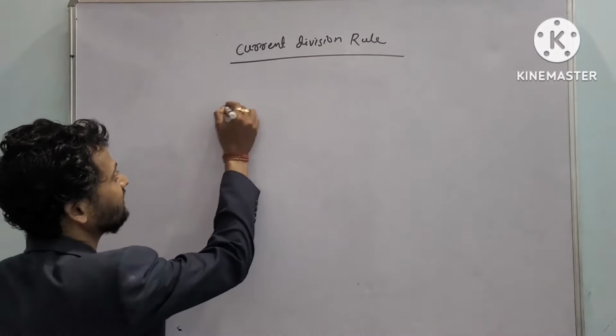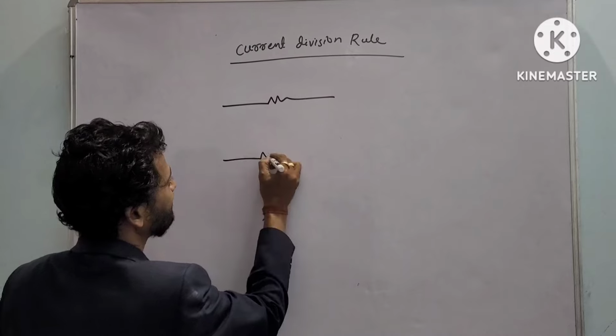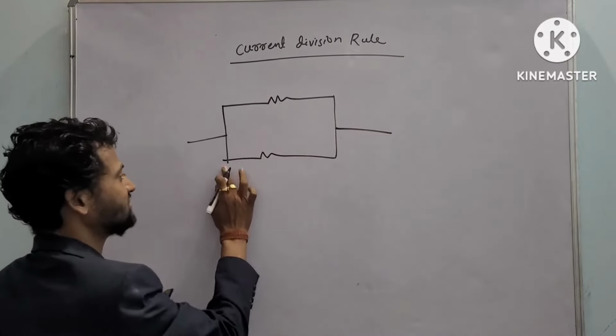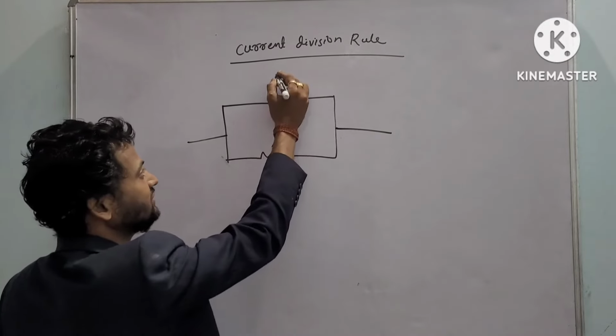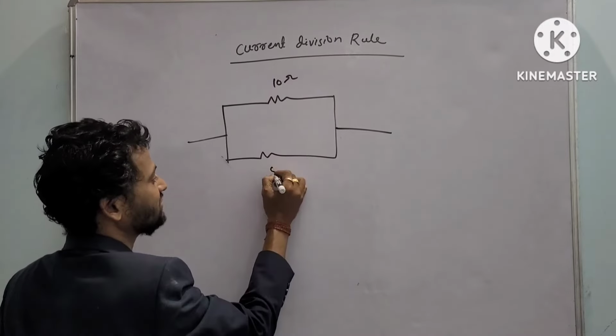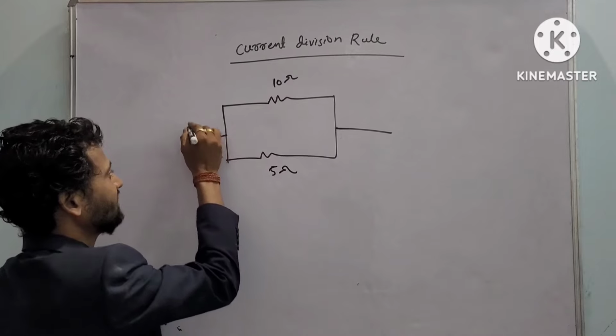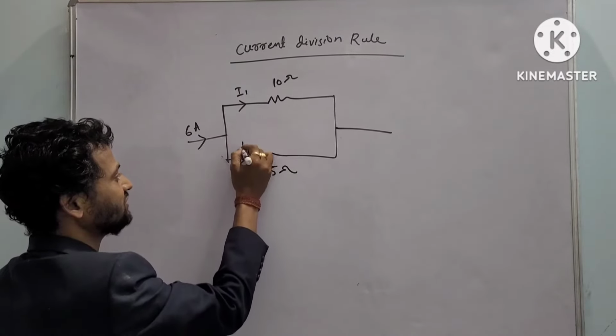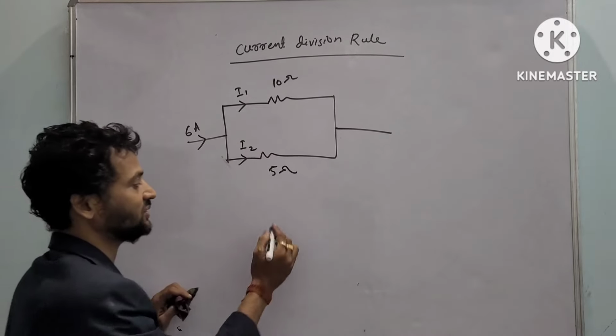Okay, let's take an example. Let you have a circuit of two resistances connected in parallel. One is 10 ohm, the other is 5 ohm, and the supply current is given as 6 ampere. We have to find the current through each branch. Let it be I1 and I2.